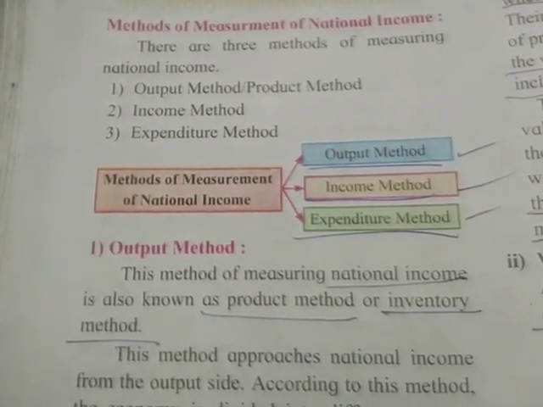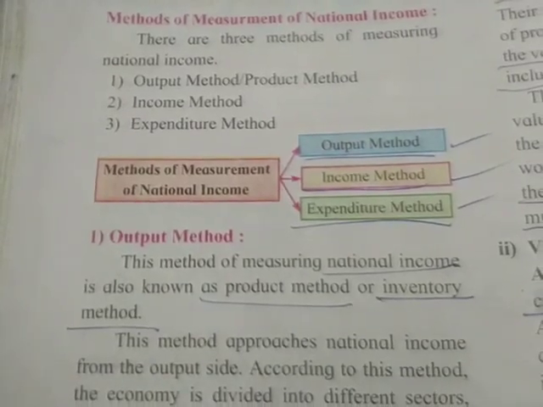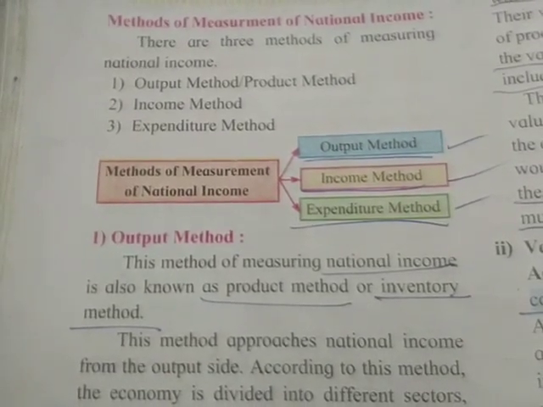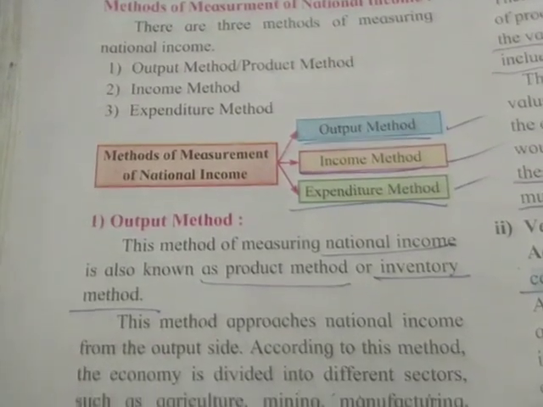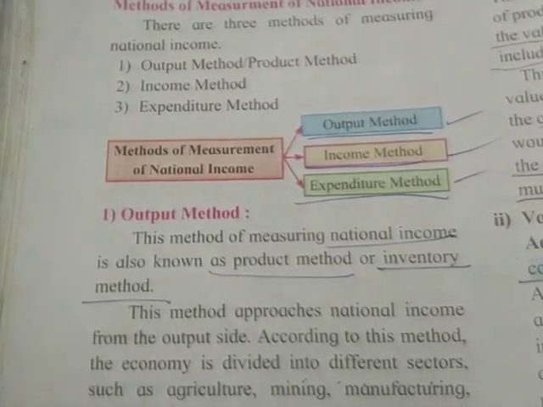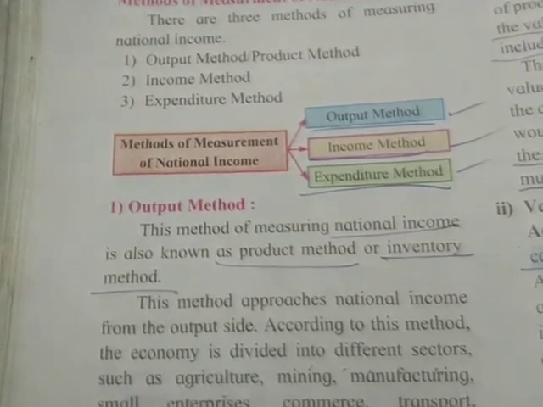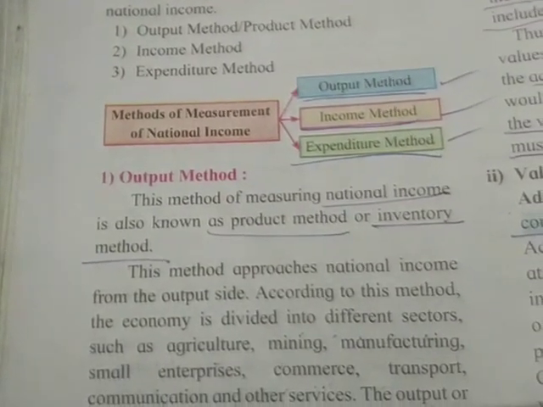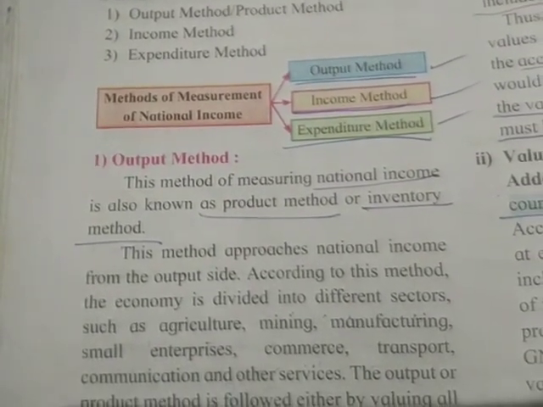National Income Part 3. Methods of Measurement of National Income. There are three methods of measuring national income. First, output method / product method. Second, income method. And third, expenditure method.